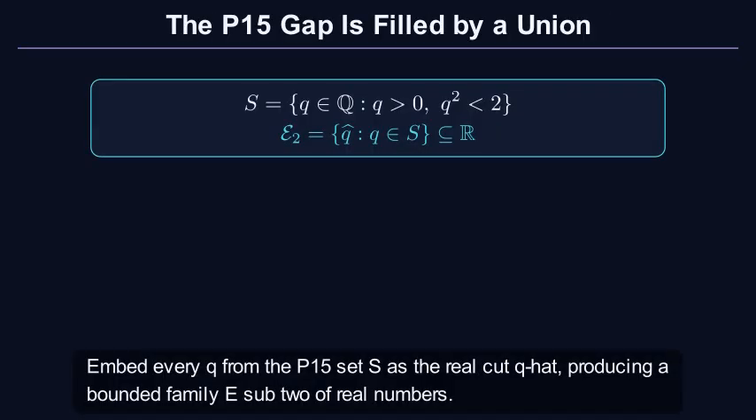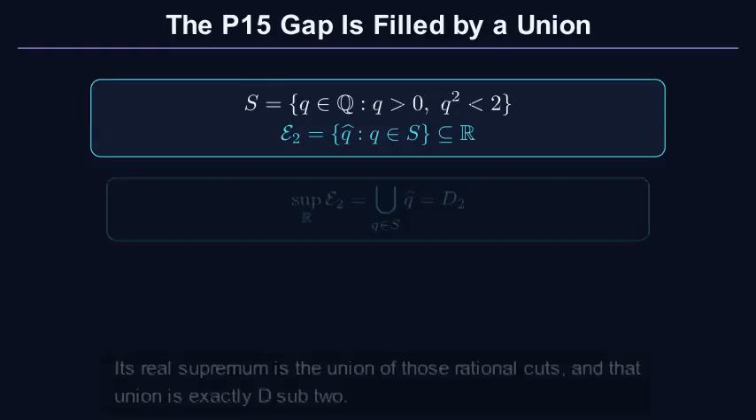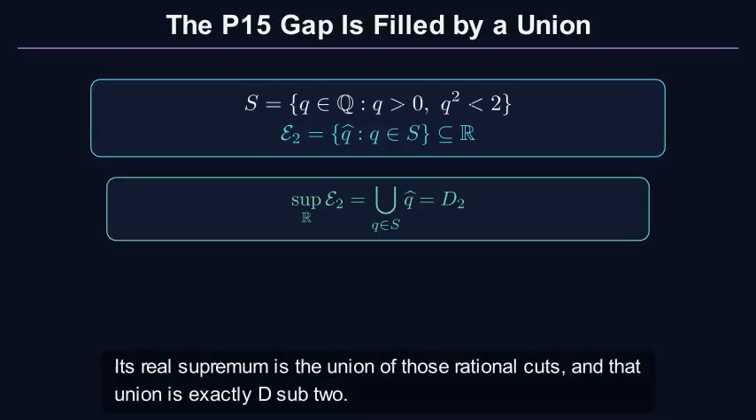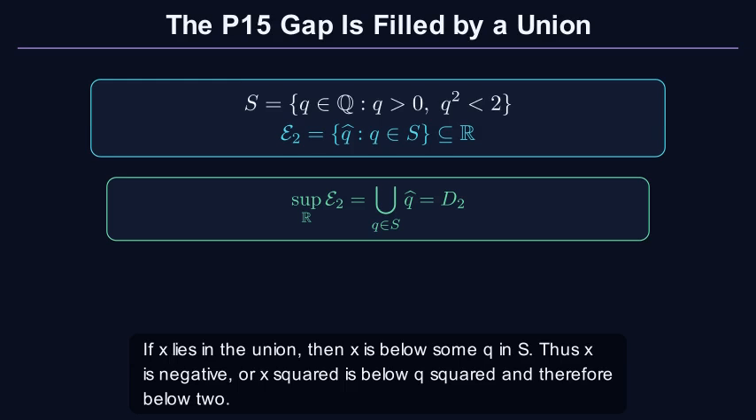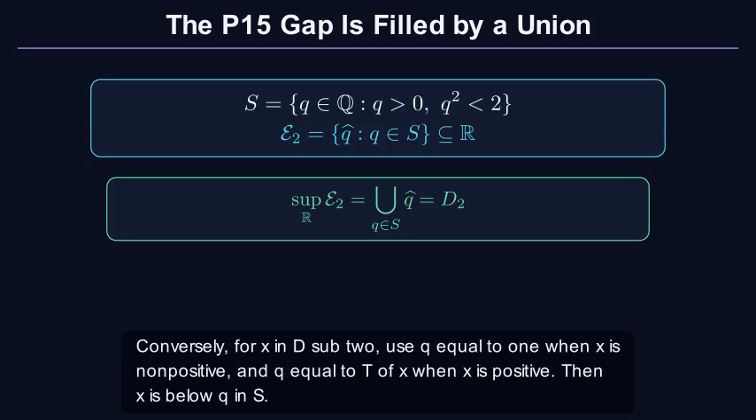Embed every q from the P15 set S as the real cut q hat, producing a bounded family E sub 2 of real numbers. Its real supremum is the union of those rational cuts, and that union is exactly D sub 2. If x lies in the union, then x is below some q in S. Thus x is negative, or x squared is below q squared and therefore below 2. Conversely, for x in D sub 2, use q equal to 1 when x is nonpositive, and q equal to T of x when x is positive. Then x is below q in S.